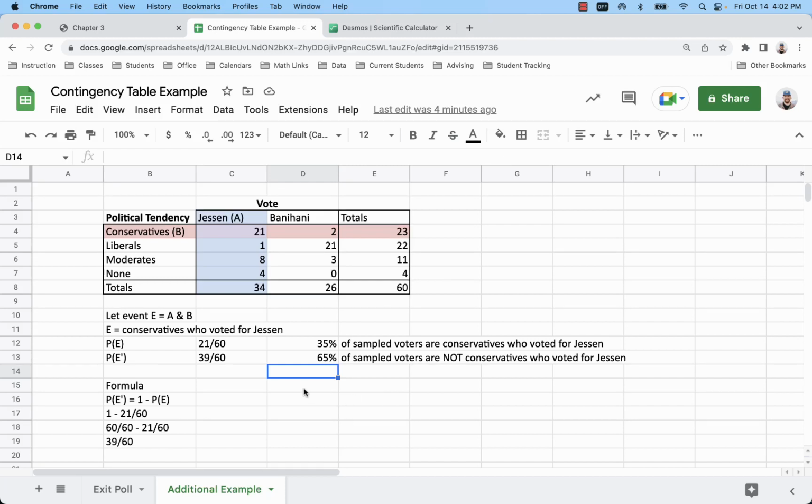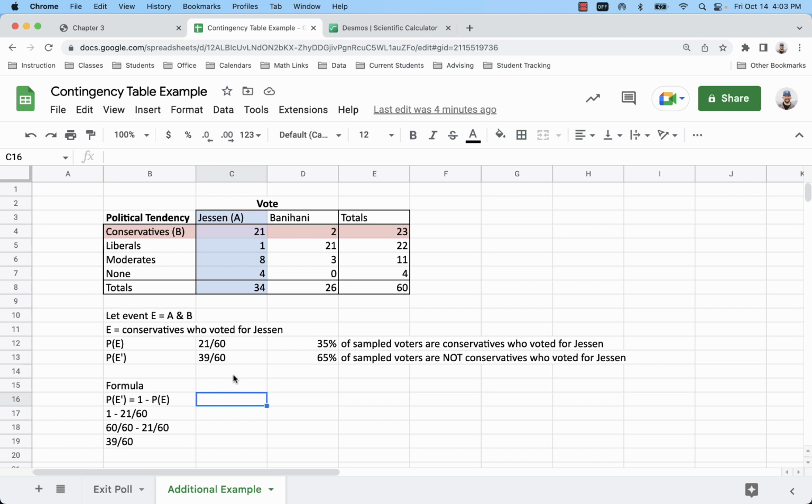Here I'm looking at a specific example where I'm looking at the complement of an intersection. So the problem might ask something like this: what percent of sample voters are not conservatives who voted for Jessen? So conservatives who voted for Jessen itself is an intersection. It's people who meet both criteria. That's 21 out of 60. And that comes out to be 35%.